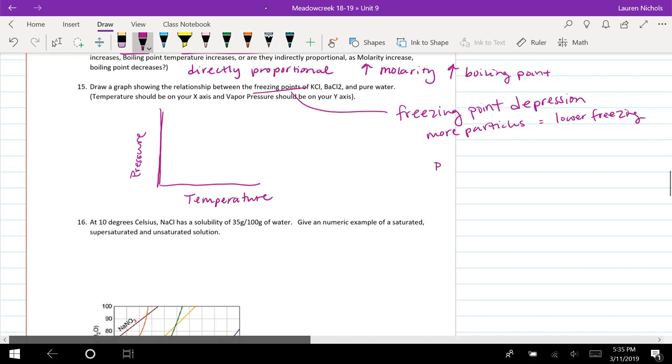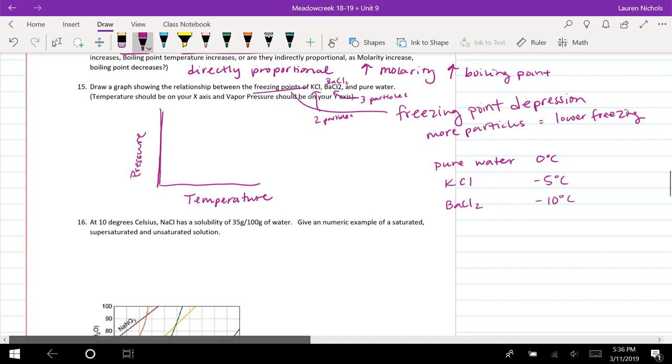So if you have pure water, it freezes at 0 degrees Celsius. Now, the other two options are KCl and barium chloride, BaCl2. KCl is ionic, which means it breaks apart into two particles. So KCl has two particles when it dissolves, but barium chloride, when it dissolves, will have three particles. So that means potassium chloride, well, I'm kind of making this up, is around negative 5 degrees Celsius, whereas barium chloride, because it has three particles, will be even further away from zero, at negative 10 degrees Celsius. I'm making up the 5 and the 10, but you can see the point. Barium chloride has more particles, so it's even further away from zero.